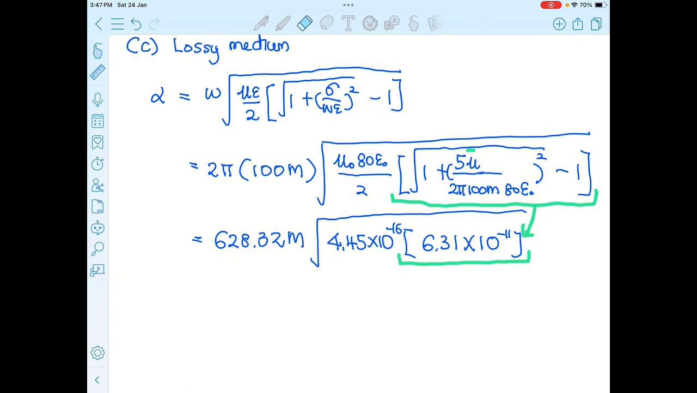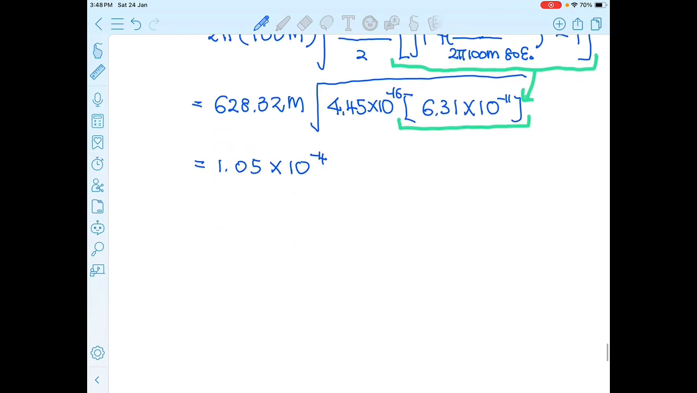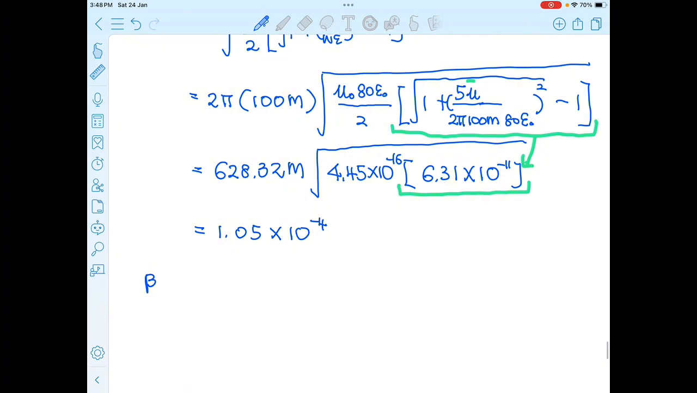Okay, so now we continue the calculations. So you have this. Square the answer and then multiply. So you have 1.05 times 10 power negative 4. Okay, so this is your alpha, and for the beta, it is plus 1. This one is plus 1.